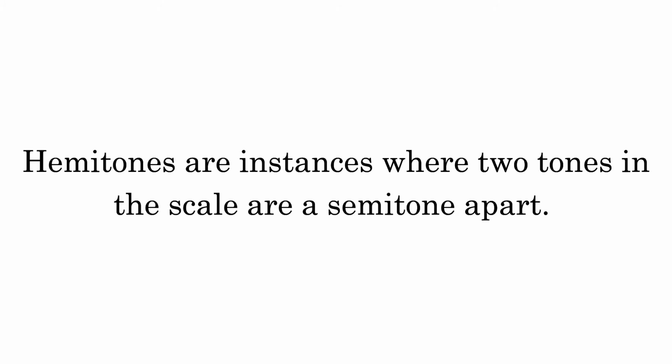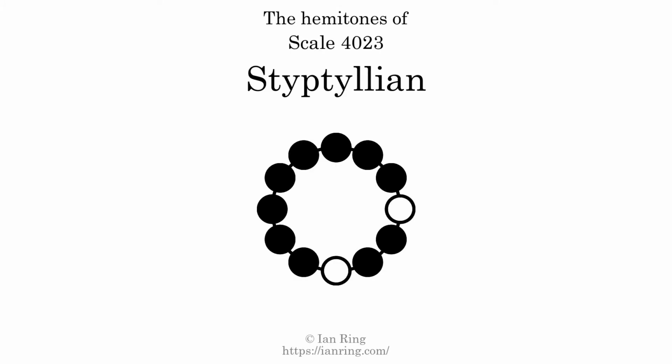Hemitones are instances where two tones in the scale are a semitone apart. This scale has 8 hemitones. They are at positions here, here, here, here, here, here, here, and here.